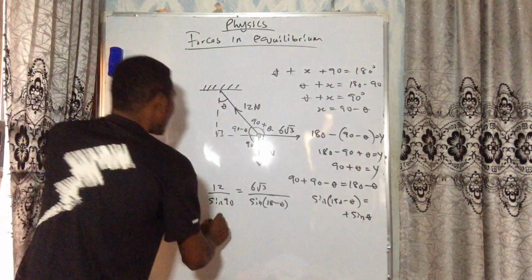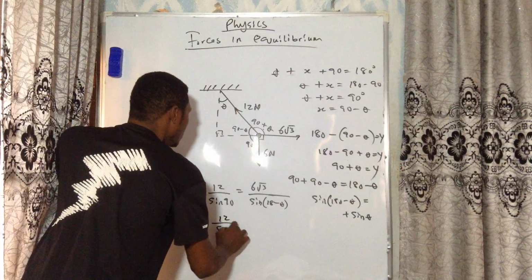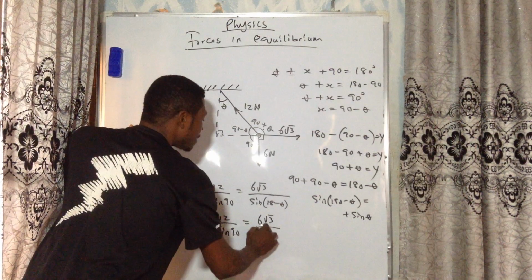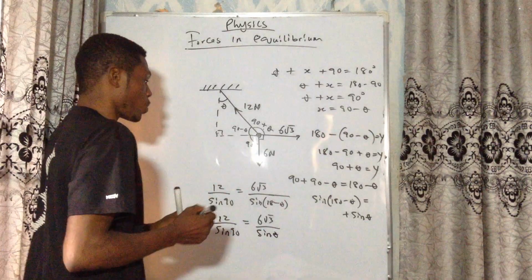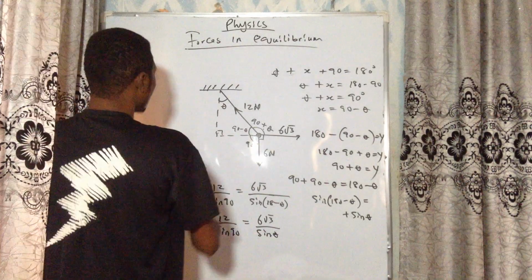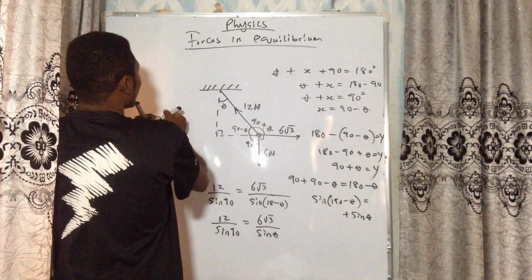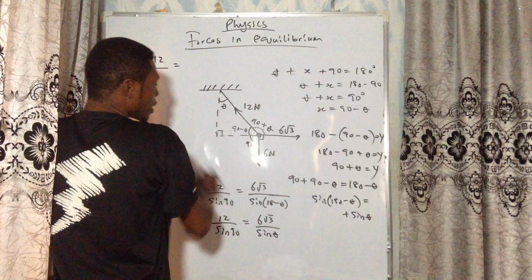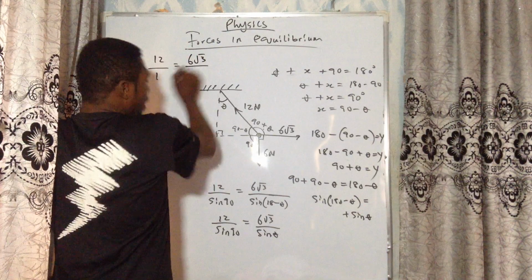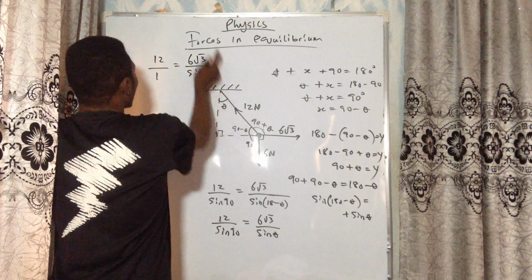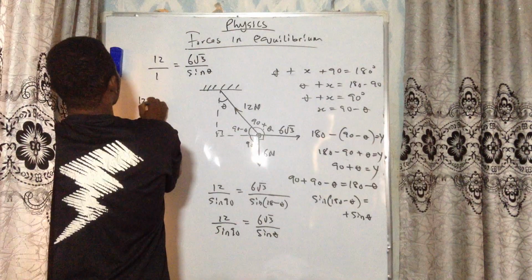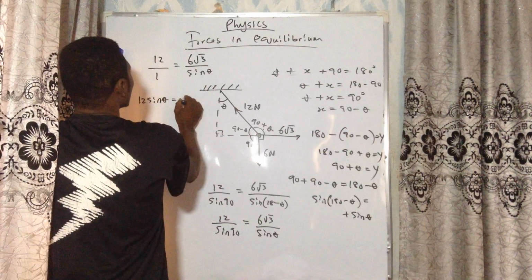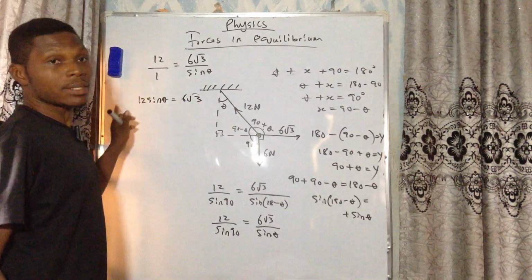Okay. So we now have 12 over sine 90 is equal to 6 root 3 over sine theta. You know sine 90 is equal to 1. Okay, sine 90 is 1. So this is 12 over 1, which is 12. So we now have 12 over 1 is equal to 6 root 3 over sine theta. You see? So when you cross multiply, we have 12 sine theta is equal to 6 root 3.